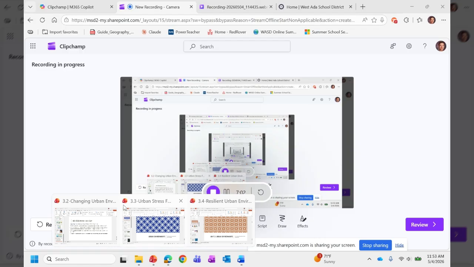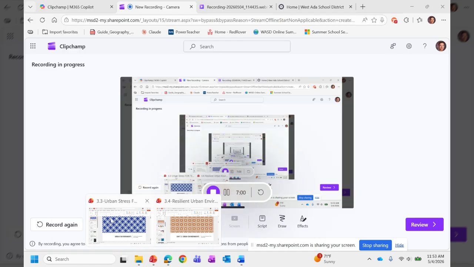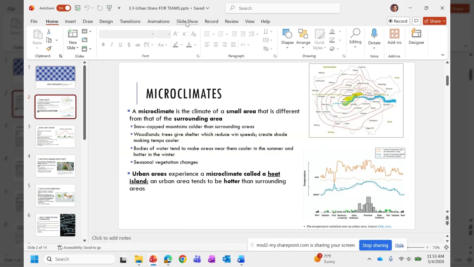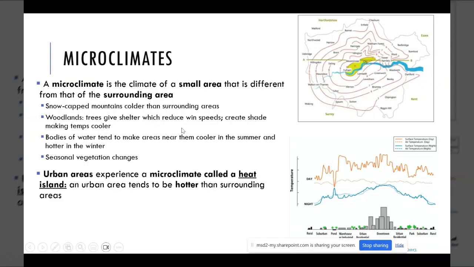Okay, last one we'll talk about is urban stress. Resilient cities is pretty straightforward. So urban stress are other things that can cause problems in urban areas. The first one's called a microclimate. Microclimate is just a small area that is different from the surrounding area. There are some examples of other ones, but the most common one is urban heat islands, or urban areas that experience a microclimate where it's hotter than the surrounding areas.